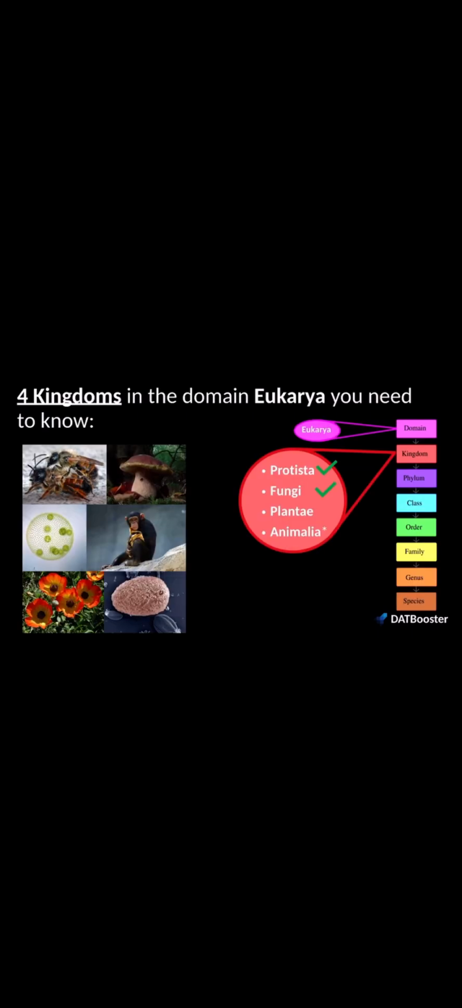Moving along, we're halfway there. So we finished up kingdom Protista and fungi. Now we're going to look at plants, kingdom Plantae.